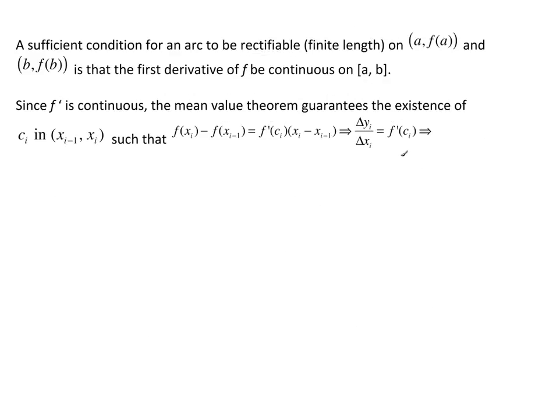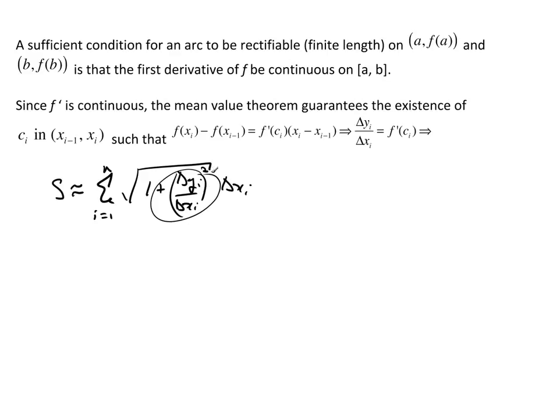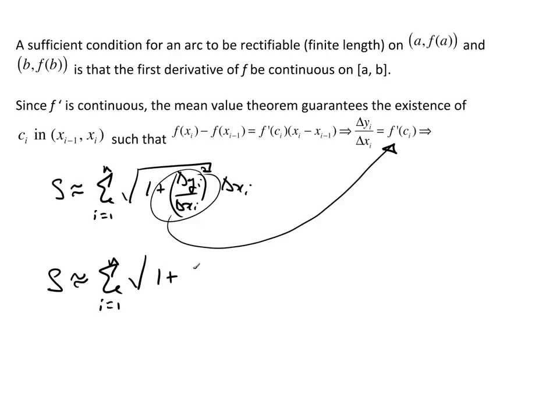So what this is all implying is that if the arc length S is approximated by, and we said this a moment ago, the sum i equals 1 to n of the square root of 1 plus delta yi over delta xi, quantity squared, times delta xi, and this is the same as f prime of ci, then I can say that S is approximated by the sum i equals 1 to n of the square root of 1 plus f prime of ci squared times delta xi.